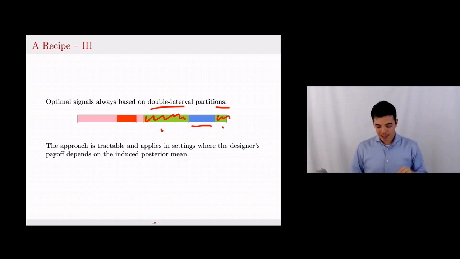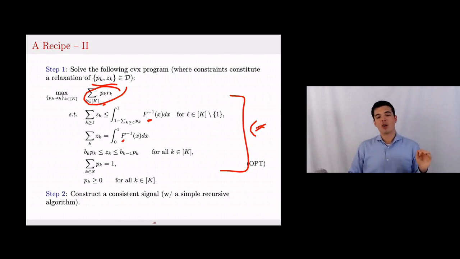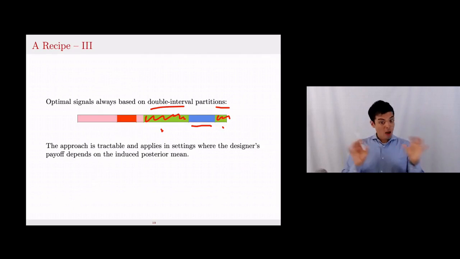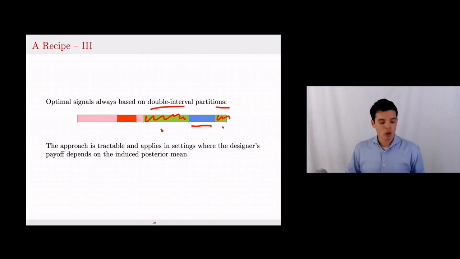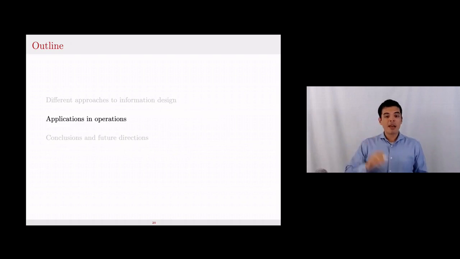How to construct these mechanisms? Well, solving this convex optimization problem and following the recursive algorithm that I have in the paper, one can actually explicitly, in a tractable way, characterize these intervals and the optimal public signaling mechanism. So let's focus on some applications of information design in operations, and along the way we are going to leverage some of the ideas that we just discussed.